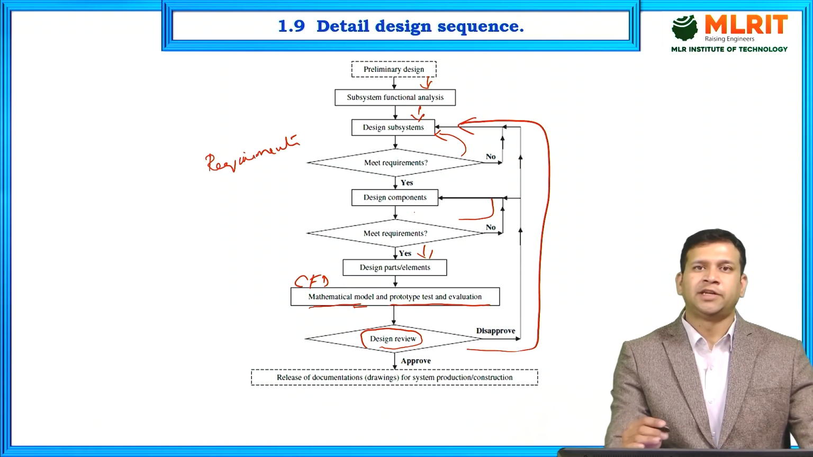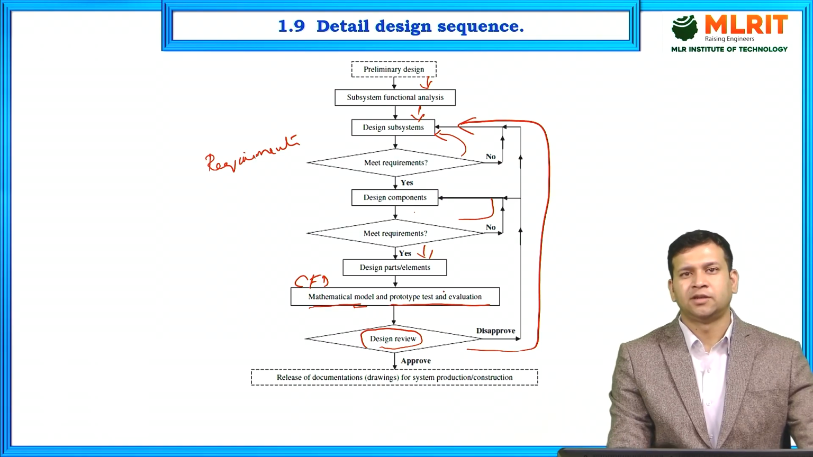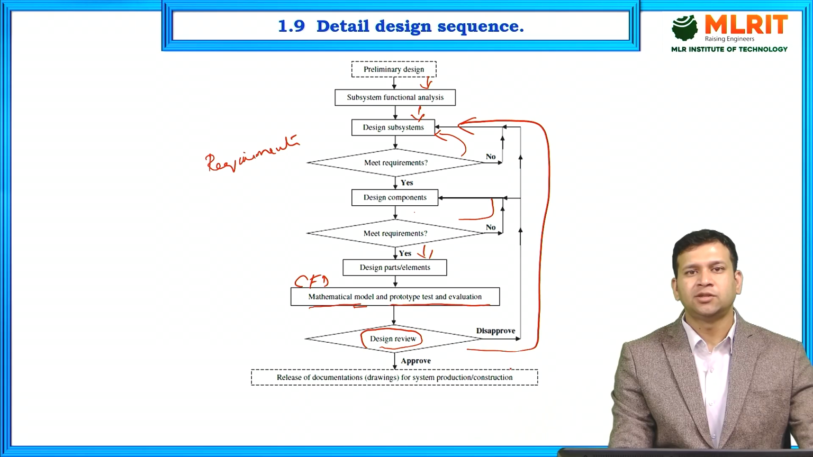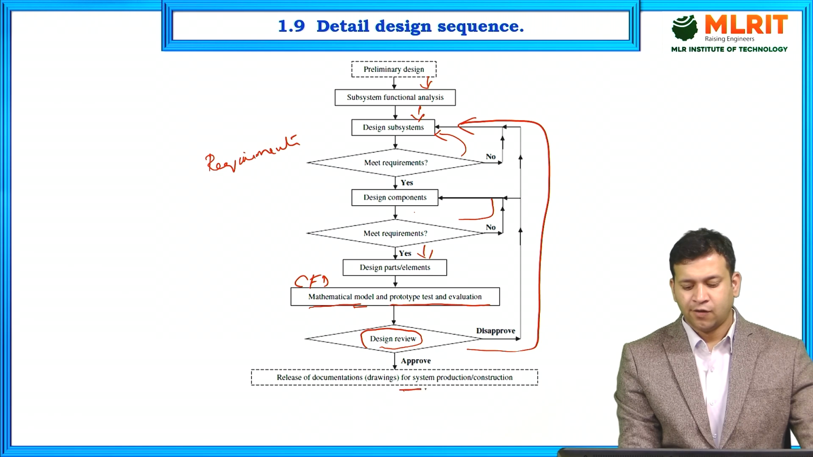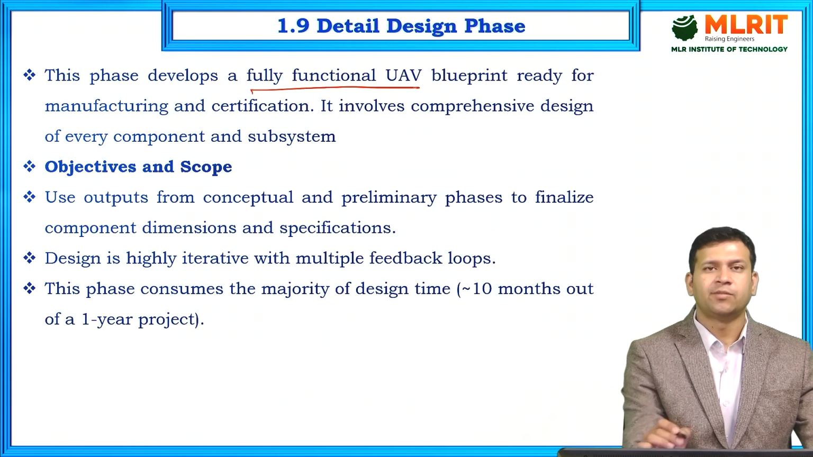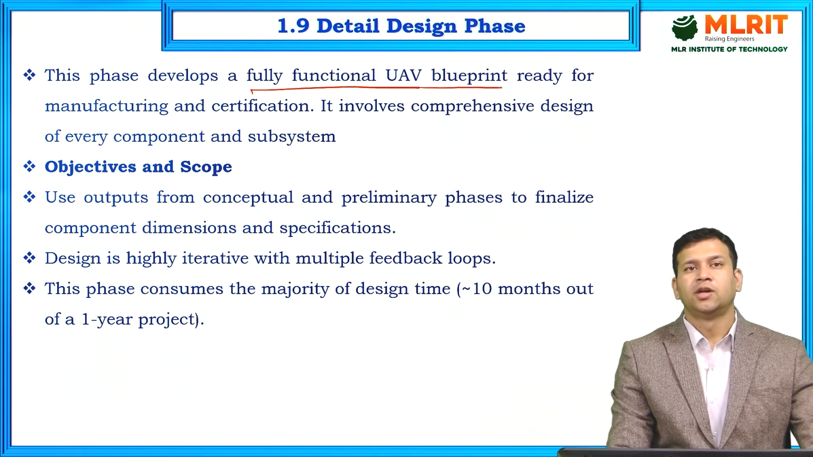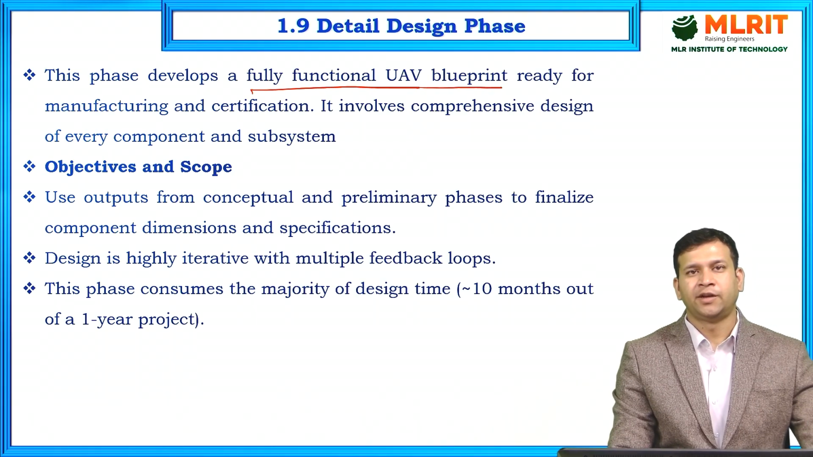So stage wise it will take approvals and then it will come to the next stage. Every stage will be approved and forwarded to the next stage. Once the prototype testing and mathematical model testing is over, then it goes for final production. This phase develops a fully functional unmanned air vehicle which will have a blueprint ready for manufacturing and certification. It involves comprehensive design of every component and subsystem.